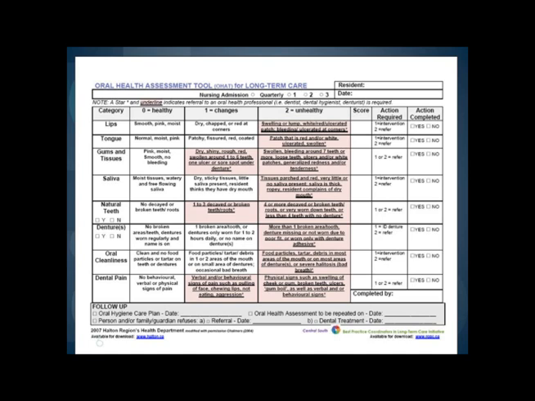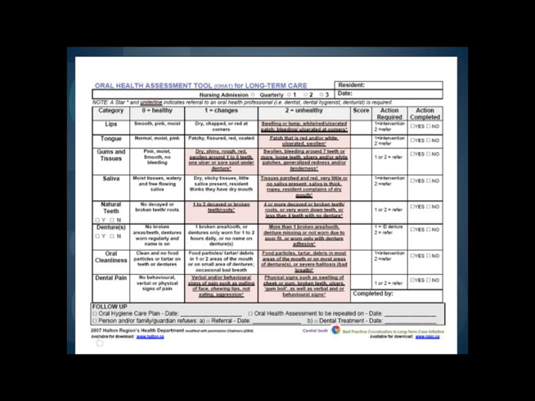It is recommended that an oral hygiene care plan be developed concurrent with the completion of the oral health assessment. The OHAT can provide some of the baseline information required for the oral hygiene care plan. The follow-up section at the bottom of the OHAT provides a reminder that an oral hygiene care plan needs to be completed. It makes sense then that the two tools should be used together.